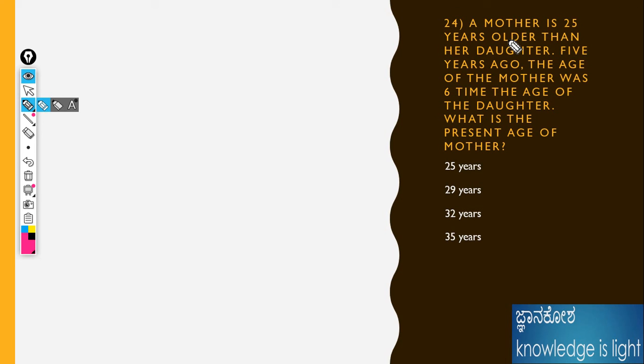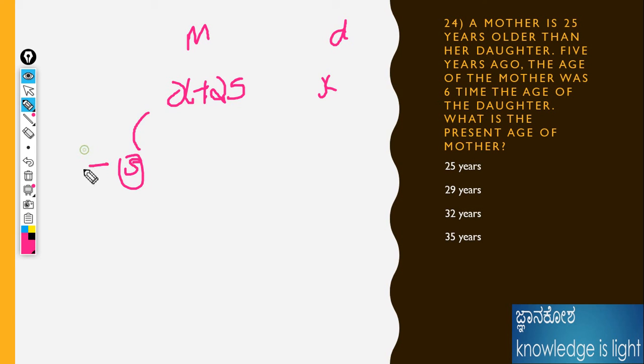A mother is 25 years older than her daughter. Fine. This is the mother, this is the daughter. I don't know the exact ages, that's why the mother is x plus 25 and the daughter I make x. Understand? Fine. Then 5 years ago. Going back 5 years, the mother is x plus 25 minus 5, that is x plus 20.